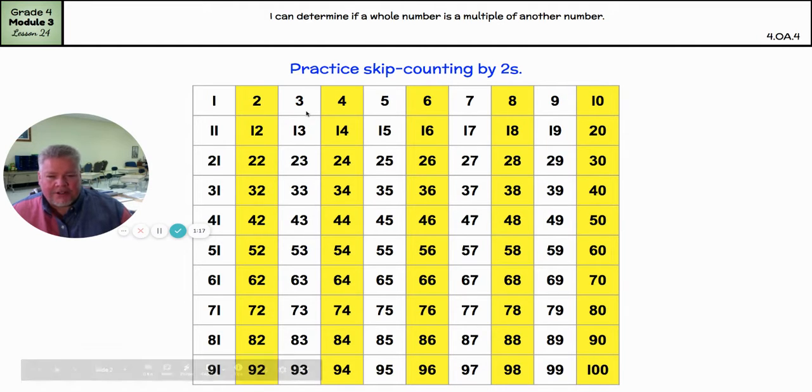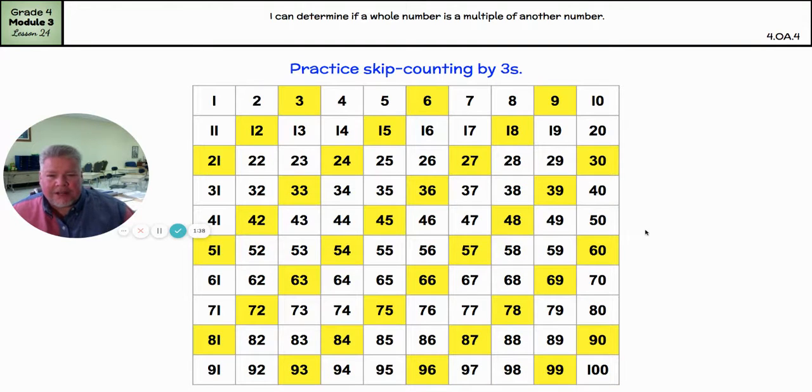And your homework today is going to be something like this. It might say something like, starting with 54, what are the next 3 multiples of 2? Well, if you start with 54, the next 3 would be 56, 58, and 60. So that's the kind of thing your homework's going to be asking you today. But not just on 2s.